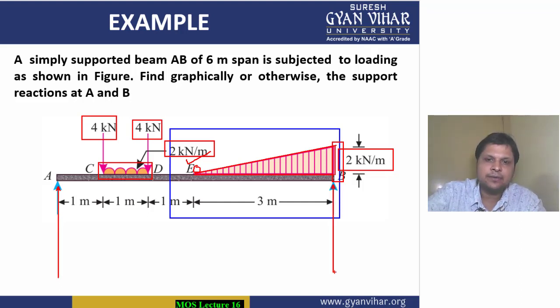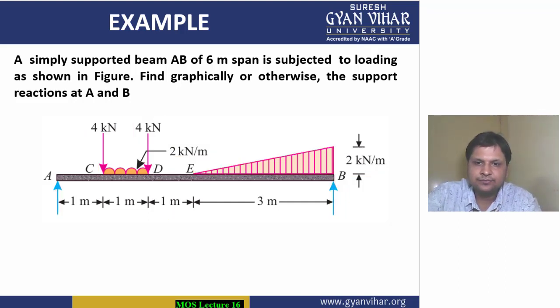Since the direction of the support reactions is vertical, we have to only calculate the vertical reactions. And you can see from the diagram also, it is simply supported and there is no inclined load that is acting on it. So there will be no horizontal reaction. All the reactions at A and B will be vertical. Now let's move into the solution.